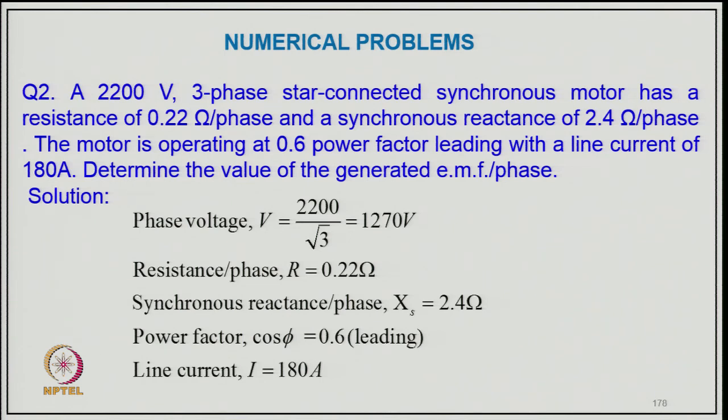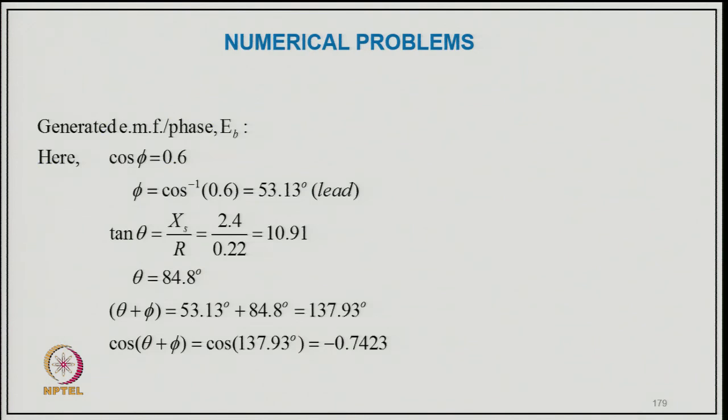Phase voltage V equals 2200 by root 3, that is 1270 volt. Resistance is 0.22 ohm, synchronous reactance is X equal to 2.4 ohm, power factor is 0.6 leading, and line current is 180 ampere. Now we have to calculate the generator induced EMF. So phi equals cos inverse 0.6, that is 53.13 degrees lead, and tan theta is X upon R, that is 2.4 by 0.22, which is 10.91, and theta equals 84.8 degrees. So phi plus theta is 53.13 plus 84.8 degrees, that is 137.92, and cos 137.92 is minus 0.7423.